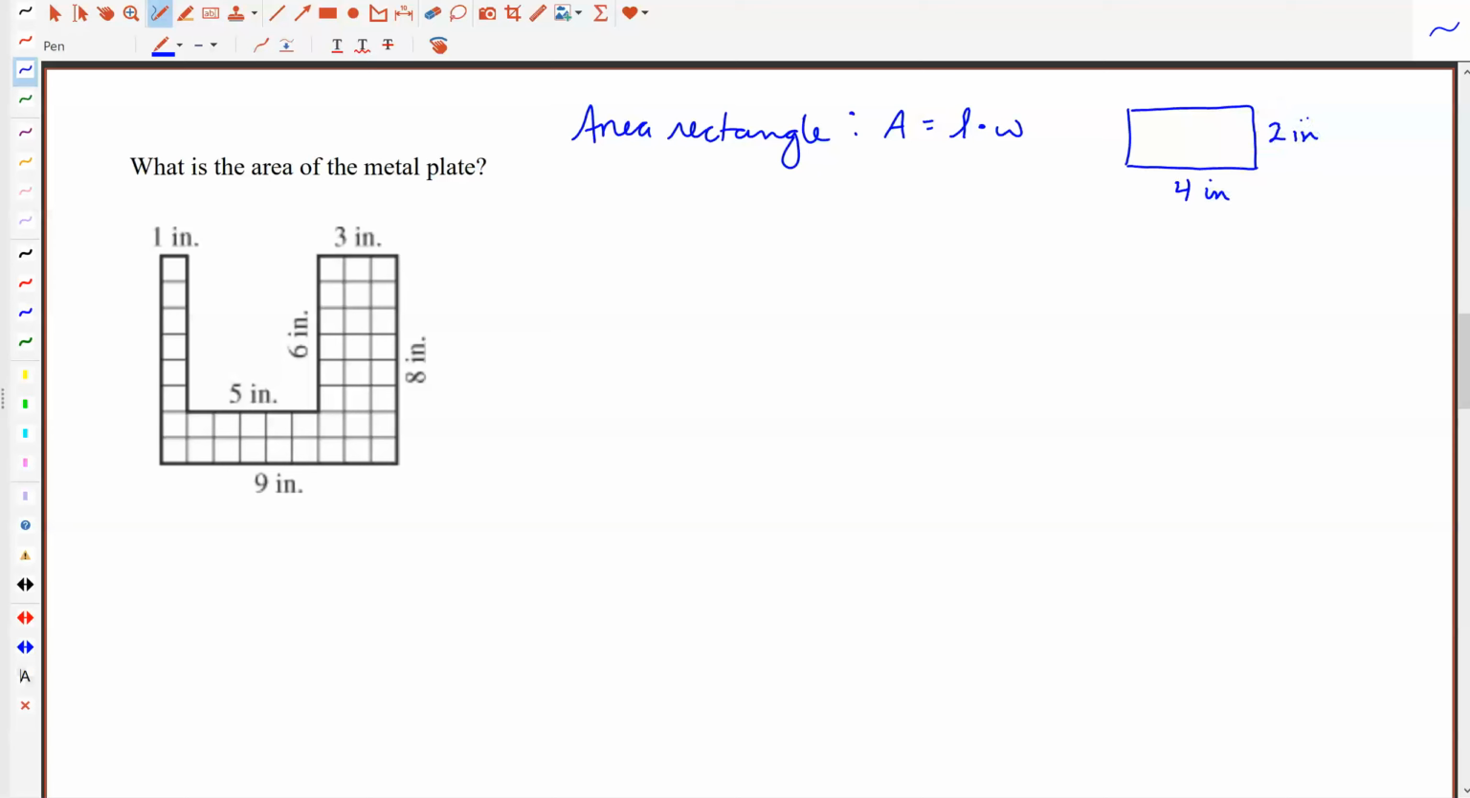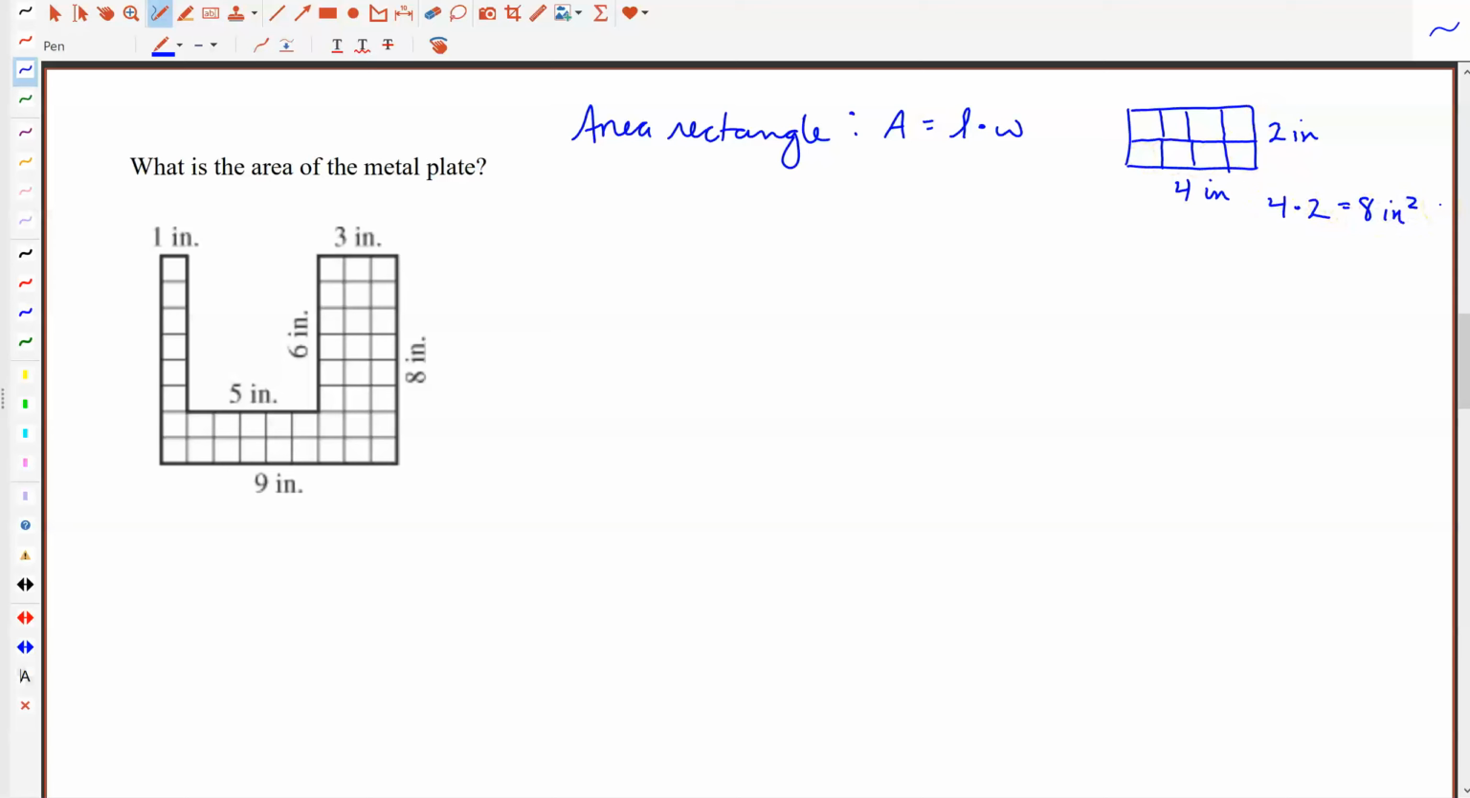and I broke this up into little squares, so along this bottom row I would have 4 squares, each 1 inch by 1 inch, and then because it's 2 inches high I would have another row of squares. So to find the area of this, I could do 4 times 2. So I have 4 squares in each row times 2 rows, so that would give me 8 square inches.